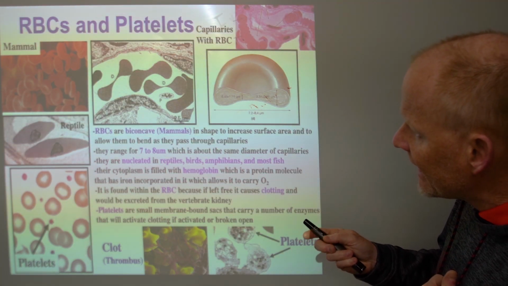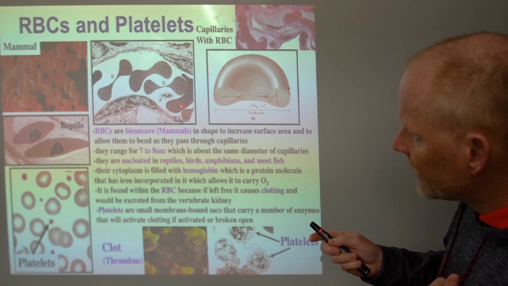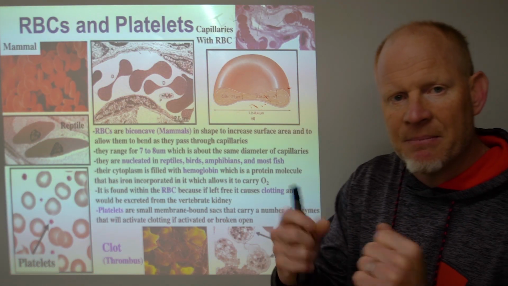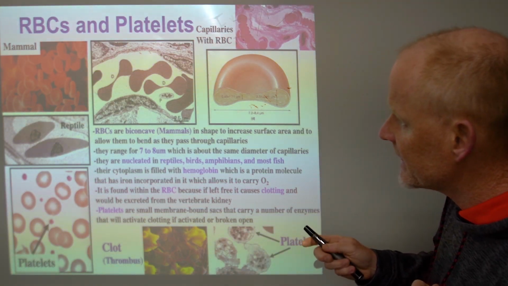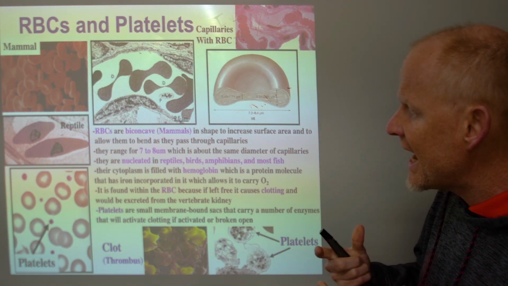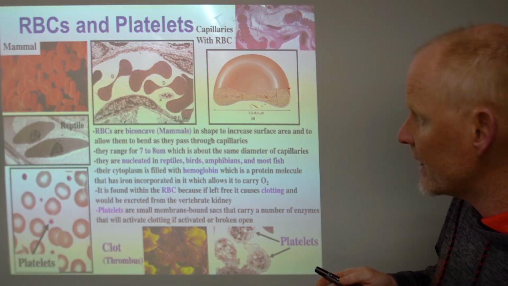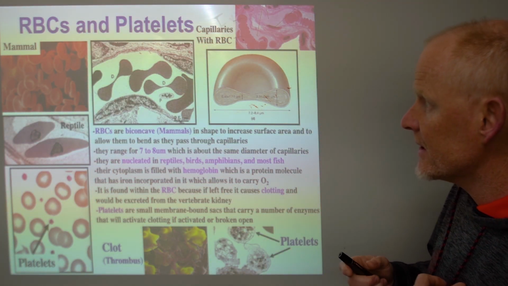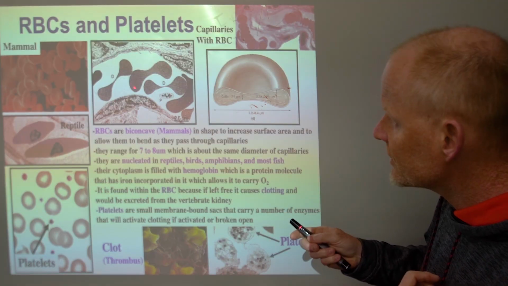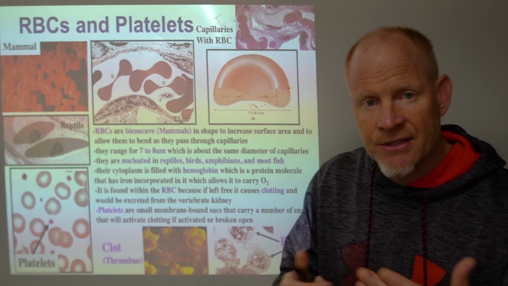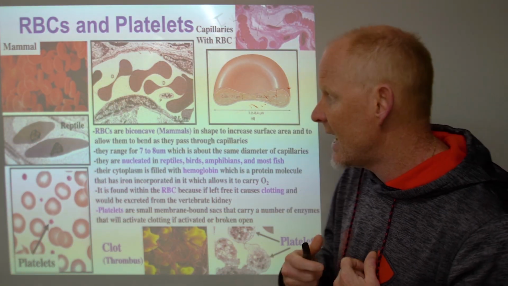So the biconcavity of red blood cells, as you see here in mammalian cells, allows them to be bendable to actually fit through the capillaries, because most of the red blood cells are about the size of the diameter of the capillaries, which is about 8 microns. So the typical mammalian red blood cell is about 8 microns in width. It's also biconcave to increase surface area, so it's easy to absorb and release oxygen.